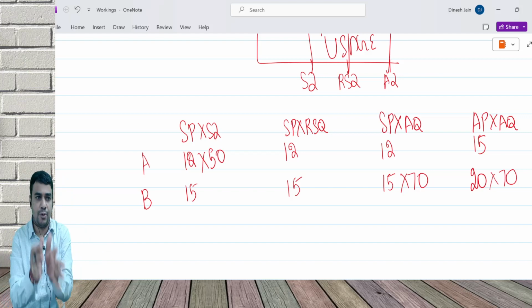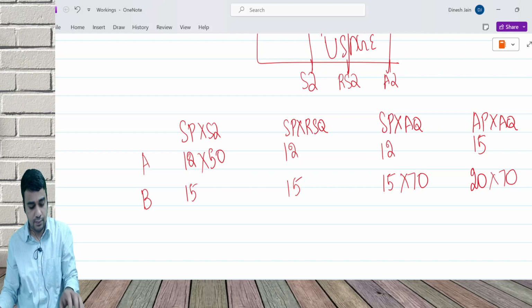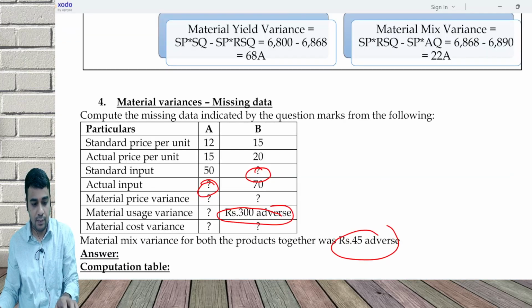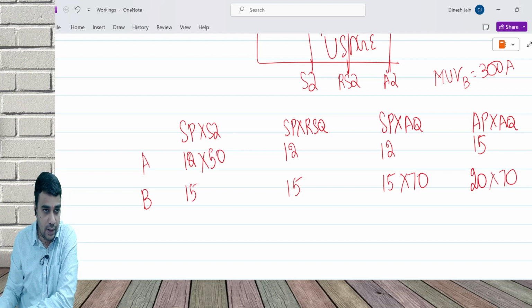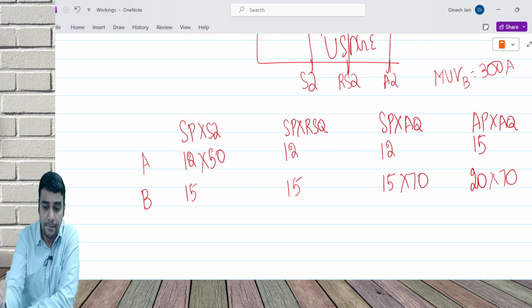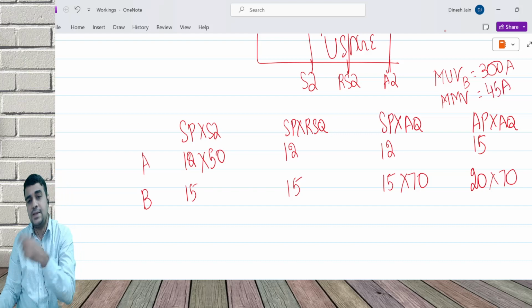Objective is whatever is given, we put it in our format. Apart from that, what other data is there in the question? Material usage variance. Specifically, they have given for one material. Which material is that? B. I'm writing it at the top. You need not write 300 adverse as of now. We'll see what to do with that. What else we have? Mix variance. This is for both of them together. Both of them together, how much? Now, mix variance is for A and B together. Usage is only for B.